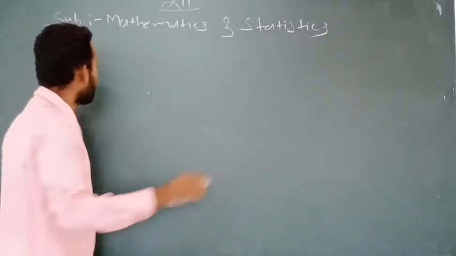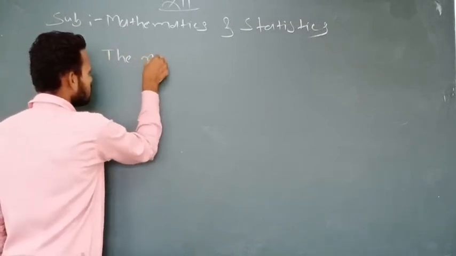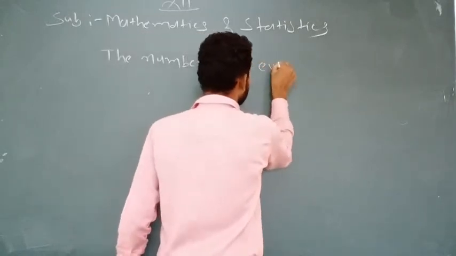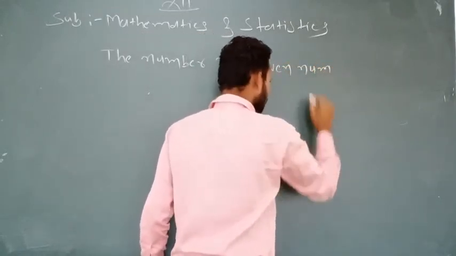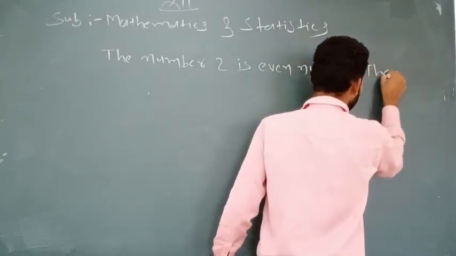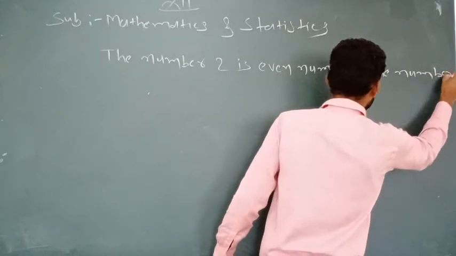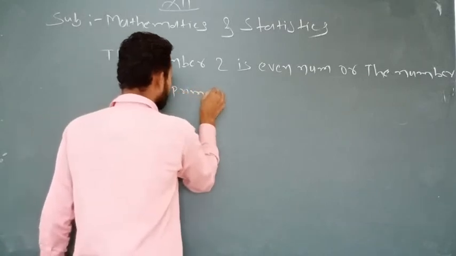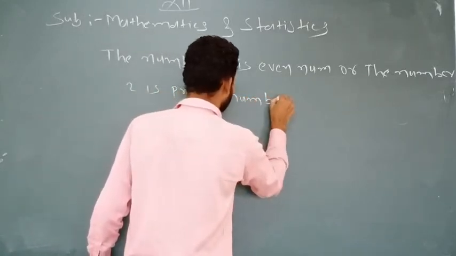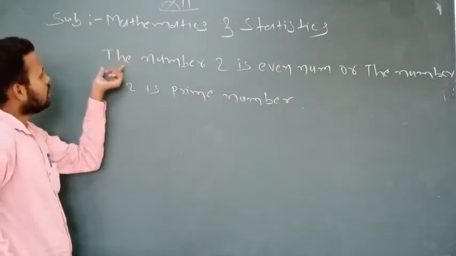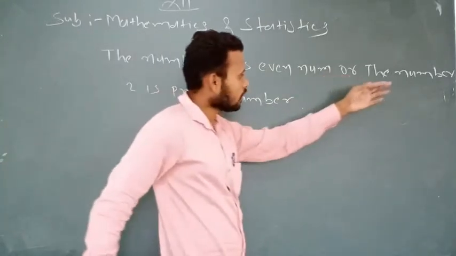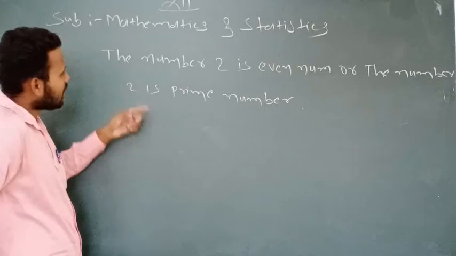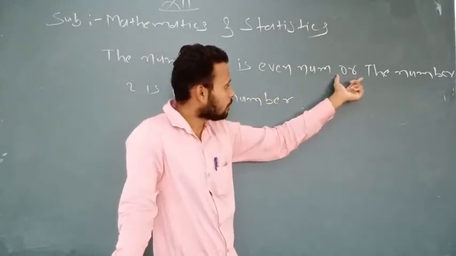For example, here: the number 2 is an even number or the number 2 is a prime number. The statement is: the number 2 is an even number or the number 2 is a prime number. It is a compound statement. Why is it a compound statement? Because two simple statements are connected by a logical operator, "or".